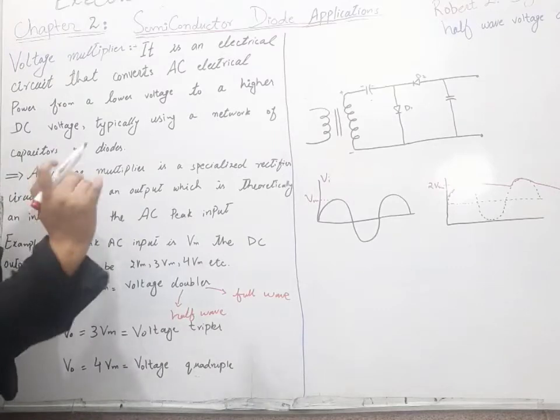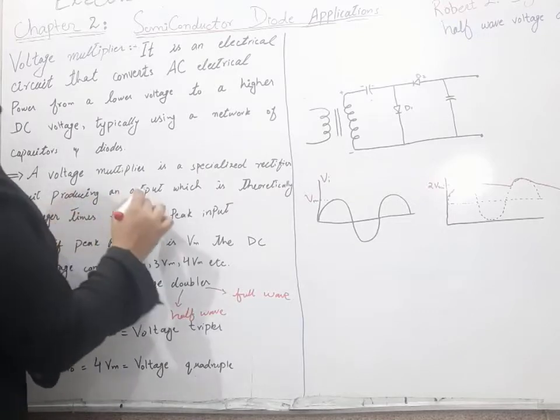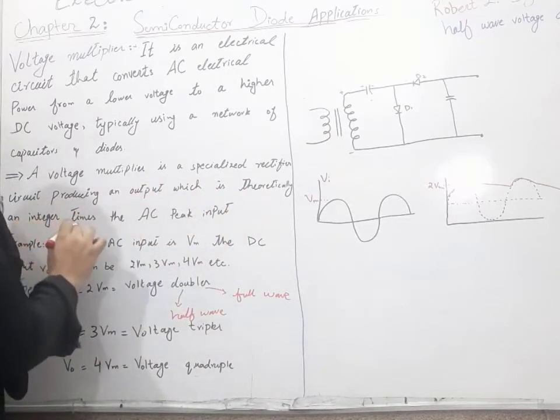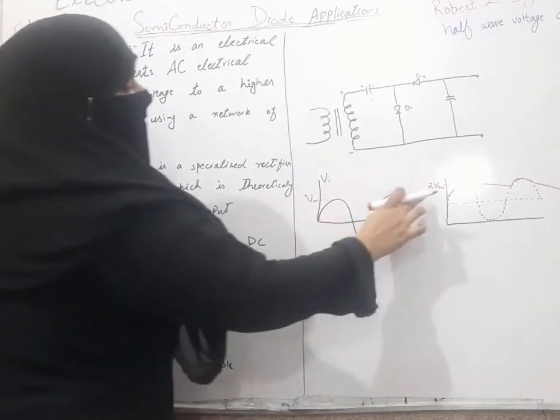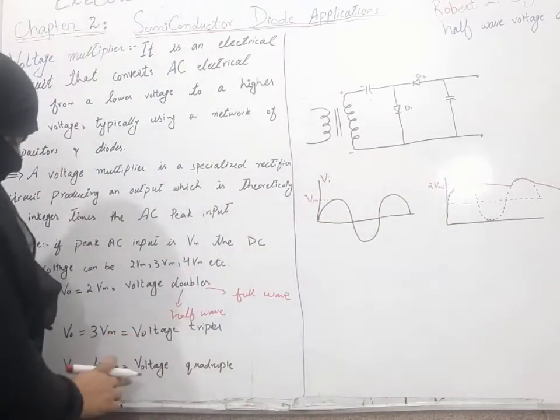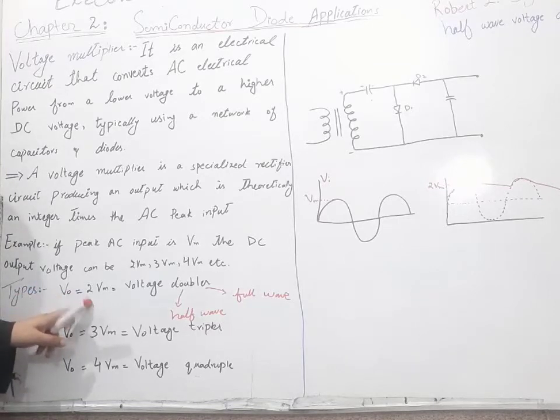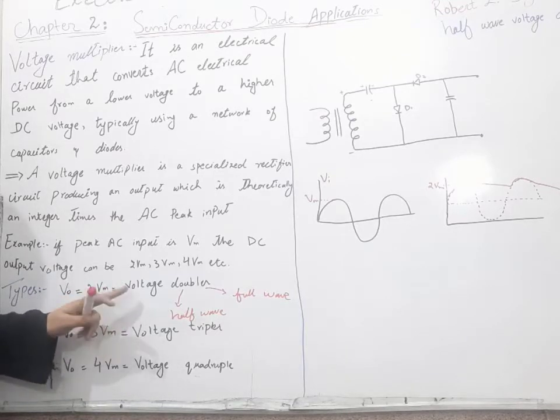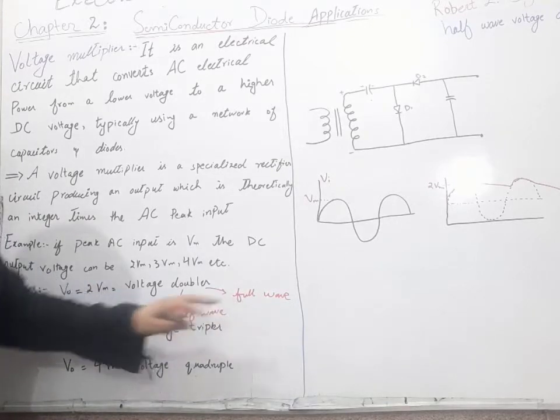Its second definition: a voltage multiplier is a specialized rectifier circuit producing an output which is theoretically an integer times the AC peak input. It may be 2 times the AC peak input, 3 times the AC peak input, or 4 times the AC peak input. It has types. When the output voltage is equal to 2 times the AC peak input voltage, we call it the voltage doubler. It has 2 types: the half wave voltage doubler and the full wave voltage doubler.